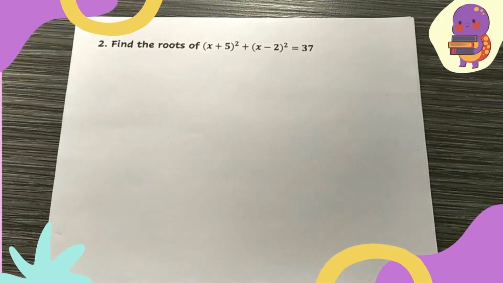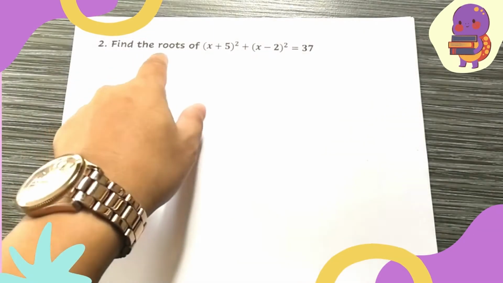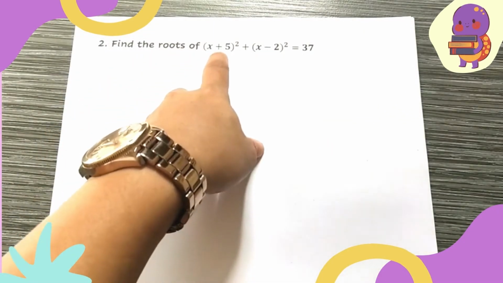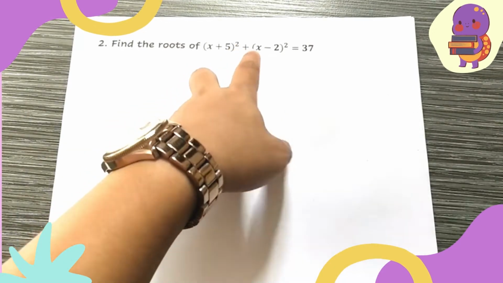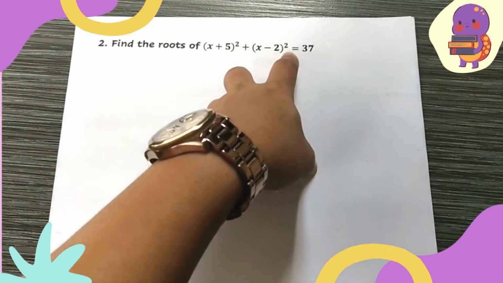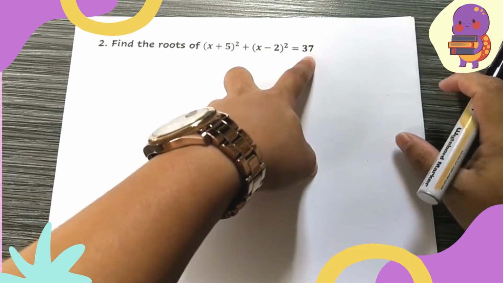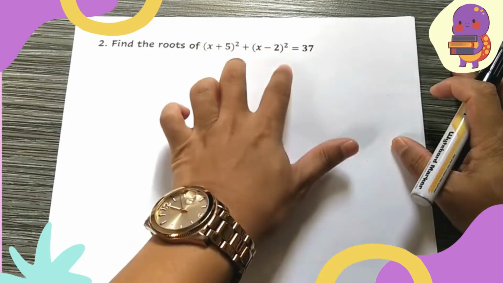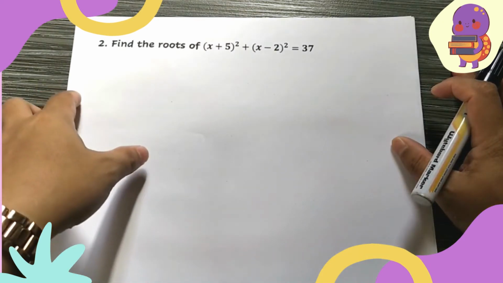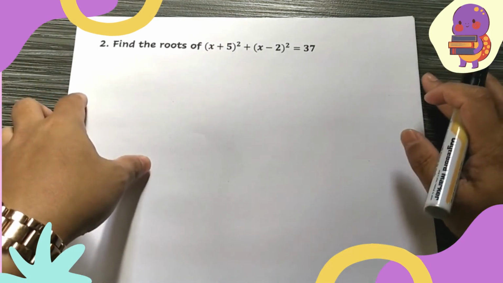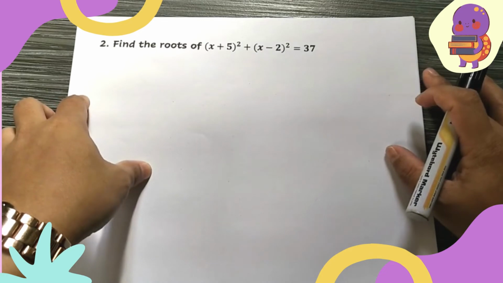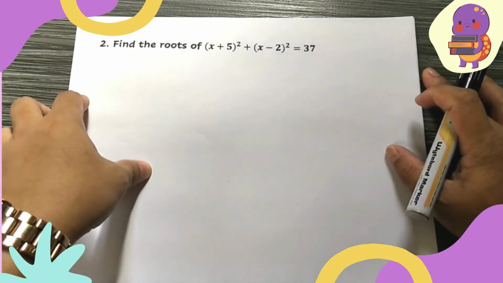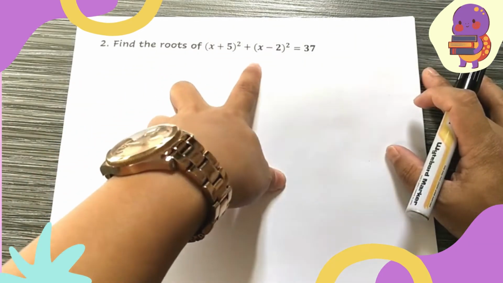And for our second example, find the roots of the quantity x plus 5 raised to 2 plus the quantity x minus 2 raised to 2 equals 37. So, itong dalawang expression na to, we call it square of binomial. Okay? So, meron tayong 3 steps to follow just to expand these expressions.